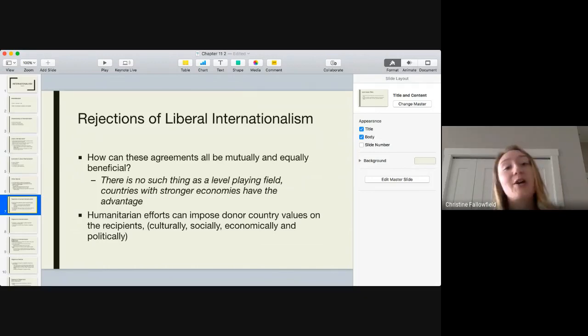And generally speaking, when we talk about humanitarian efforts, so things that are aiming to provide relief or infrastructure, we can see the donor countries' values imposed through the way that they're trying to assist. So this can be cultural, social, economic, or political in nature, but really you're seeing the values of that likely Western or industrialized nation being imposed onto someone else. So these are some of the reasons why liberal internationalism isn't the be-all, end-all, wonderful sunshine and rainbows that it might be interpreted as. So this is just that secondary perspective.